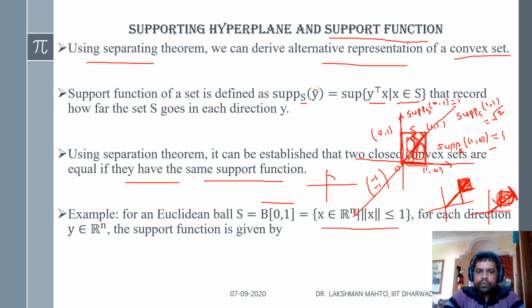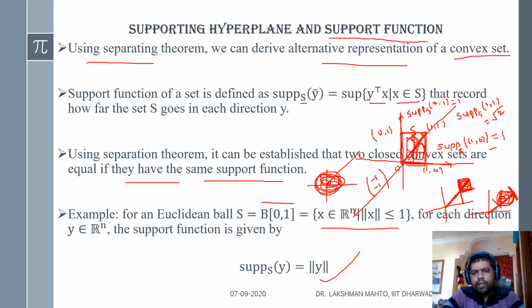One more example we have taken here. If you take a Euclidean closed ball, like this, the unit disk in R2, a disk with unit radius, radius is 1. If you try to find the support of this set in a particular direction, it would simply be finding the norm of that vector.